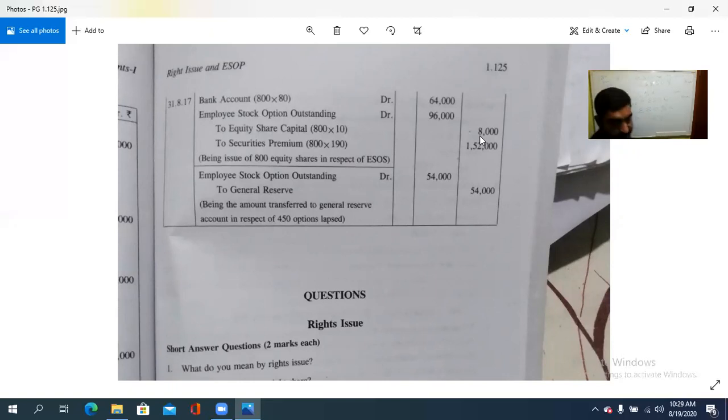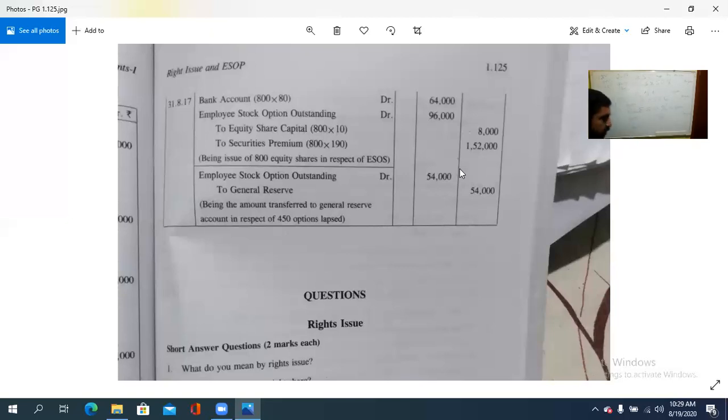This 54,000 is the amount transferred to general reserve account in respect of the 450 options lapsed, because total 1,250 options are there. Out of that, 800 only to be exercised, and the balance is 450. That 450 is multiplied with the market price minus exercise price value of the option, 120. That's 54,000. That 54,000 is to be debited, and the balance 96,000 is coming. This is the final entry to be transferred.